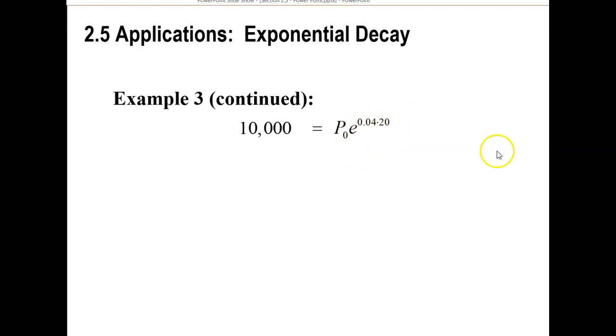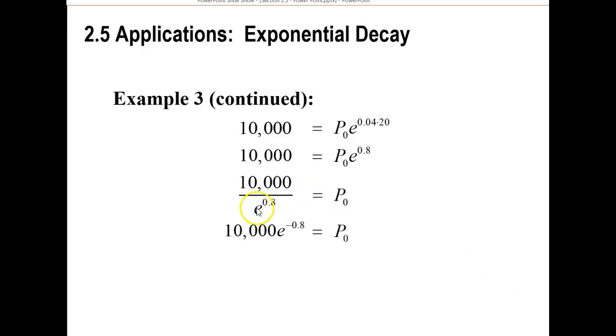And they want to have this amount of money at their 20th birthday, right? So t is 20, in 20 years. So 0.04 times 20 is 0.8. To solve for the P naught, we would divide both sides by e to the 0.8.